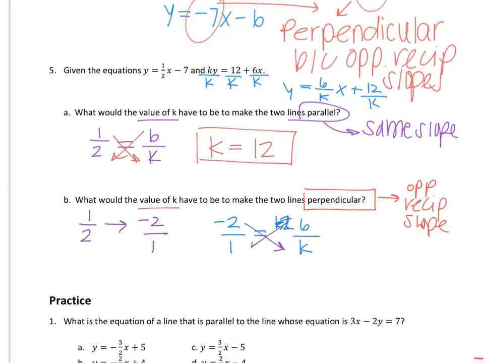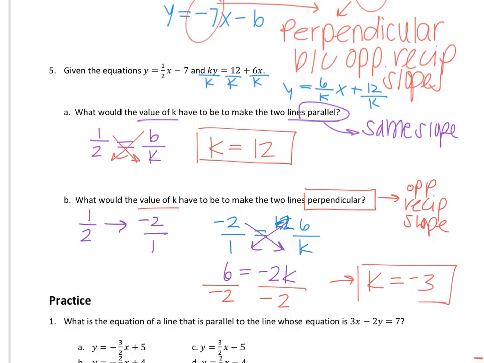So then again we cross multiply. So we have 6 equals -2k, and we solve by dividing. So k must be equal to -3.